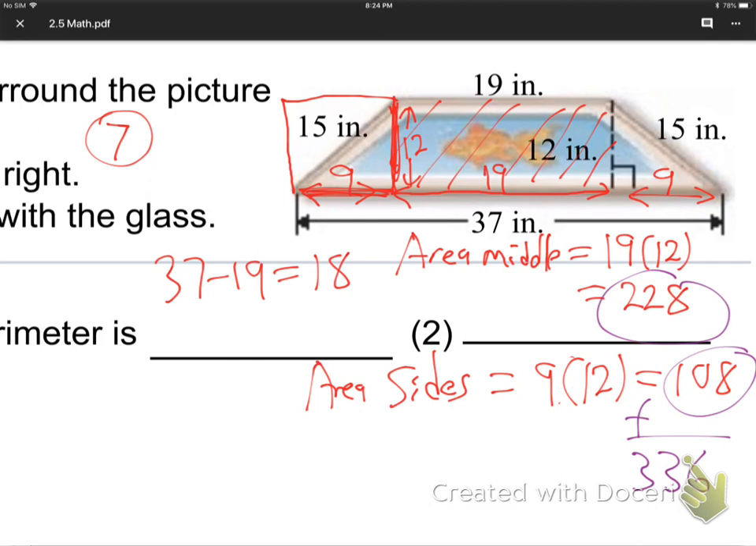Is that making sense? So we get the middle, and then the two triangles make another rectangle, 9 by 12. Never even use the 15. Sometimes they give you extra information. So that would be our answer, 336.